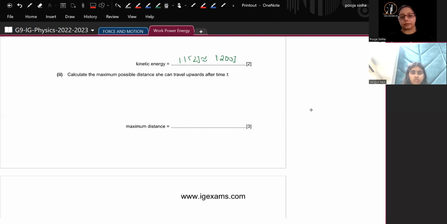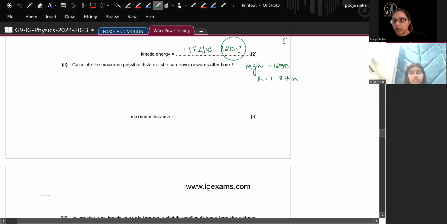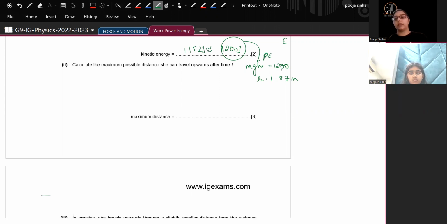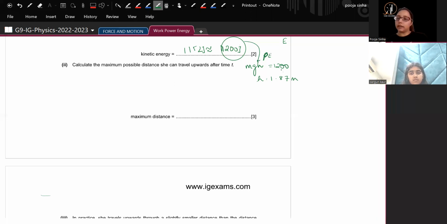Now the next part. So in this question, what did we use? We used that since kinetic energy was 1200, and by law of conservation of energy, what do we know? Energy gets converted from one form to another. So this kinetic energy itself will get converted to potential energy, correct? Hence, if this is 1200, even the potential energy will maximum become 1200. That will be the maximum potential energy. M you know, G you know, what will change? Only the H will change, and that H you can figure out. Okay?